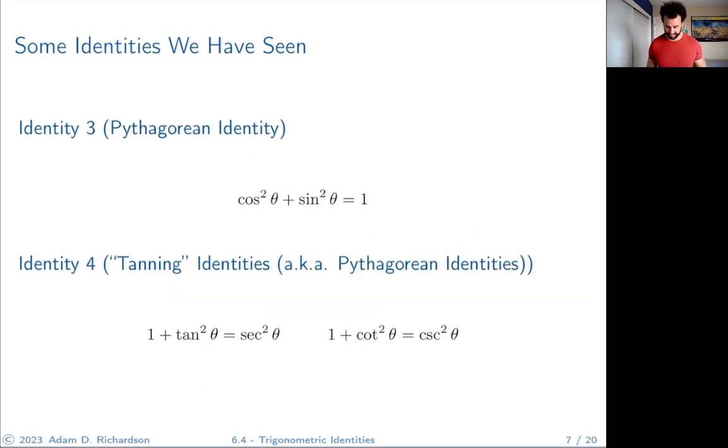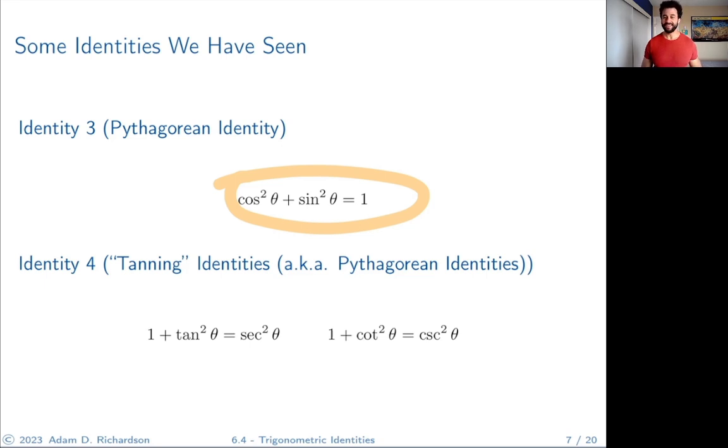The Pythagorean identity, cosine squared plus sine squared equals 1, this is one you definitely do need to have memorized. This one is not a definition like we used previously. This one is an identity, and you do need to know this one by heart. So memorize it if you have not already.